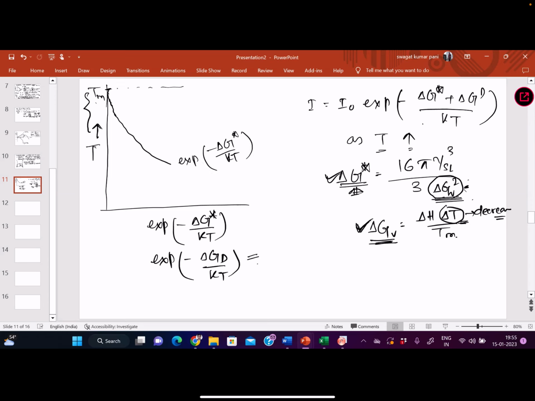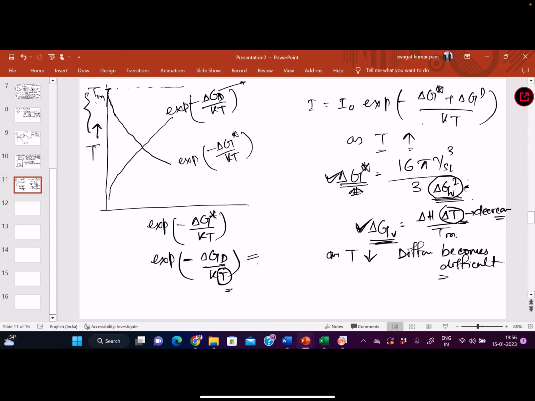Another one, delta GD. So how will this change? We know as temperature goes down, diffusion becomes difficult. So here T is there in the denominator and it is negative. That means this curve will go like this. This is for exponential minus delta GD by KT. This delta GD is independent of temperature, so only this is the factor.